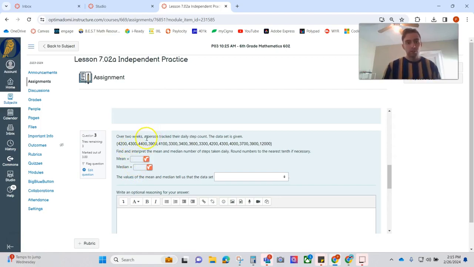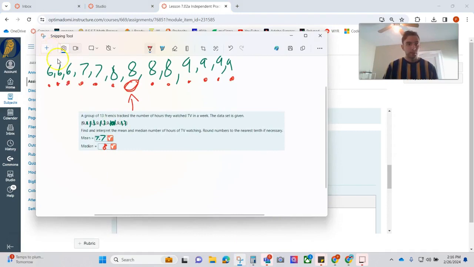Nice. Over 2 weeks, the person tracked their daily step count. Here's the data given. 1, 2, 3, 4, 5, 6, 7, 8, 11, 12, 13, 14, 15. So it's 15 numbers. So don't go off of the word, even though you'd think that'd be 14 because it's 2 weeks. But here it's 15, at least for me.